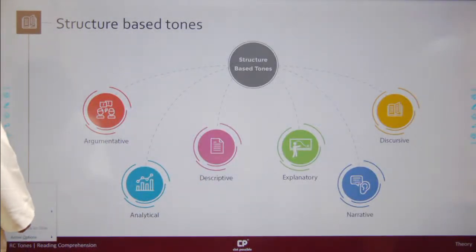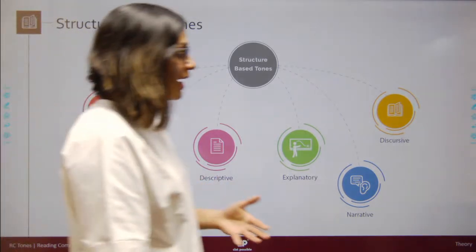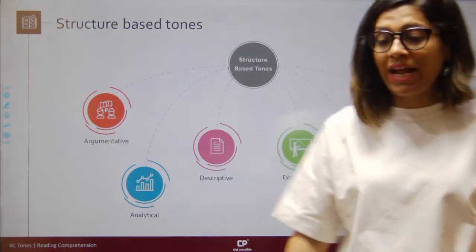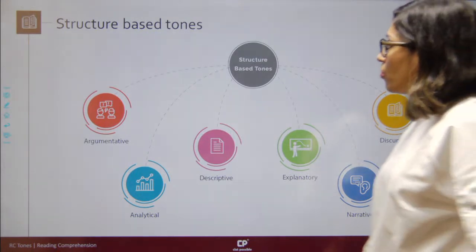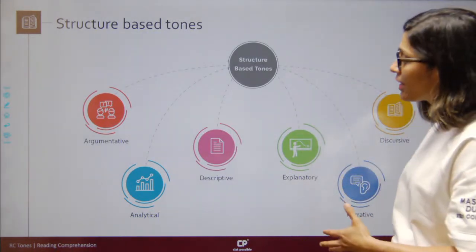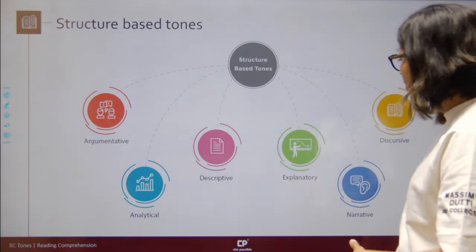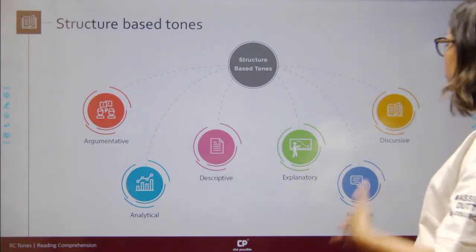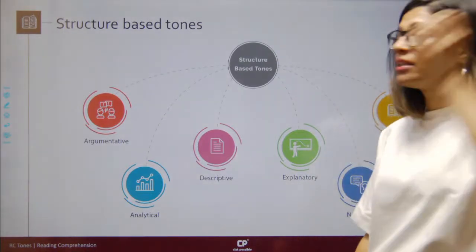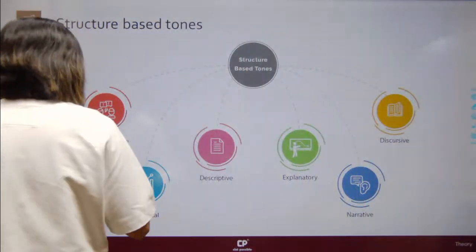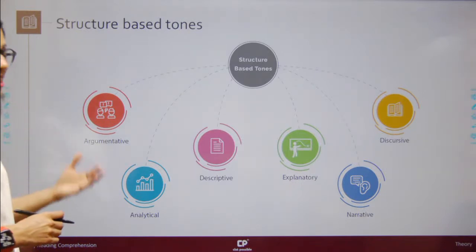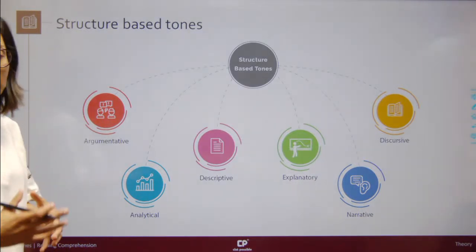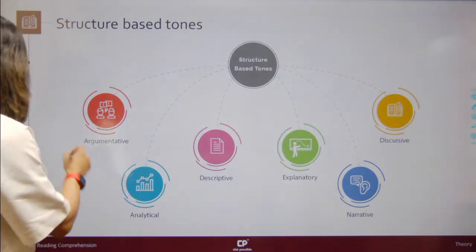Now we can divide it into further subcategories based on how the author has dealt with the subject, right? Now, the tone can be argumentative, analytical, descriptive, explanatory, narrative, discursive. So what are the differences in these tones? I'll quickly cover these, and I will take up questions and doubts in the classroom.